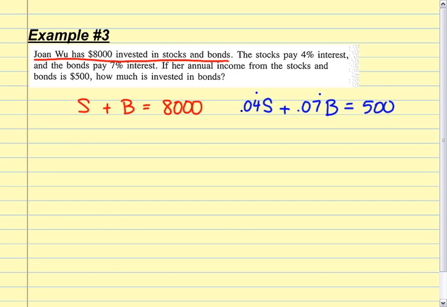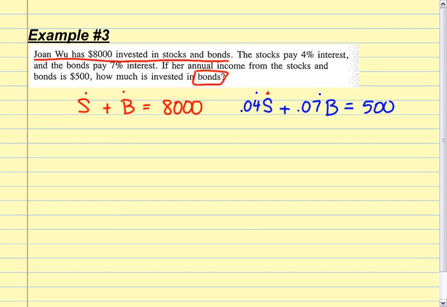Now, if I want to know what B equals, I want to get rid of S over here. Let me go back. It's clear that I need to get the variable by itself on this side, right? Because those are simple. All I have to do is either subtract B or subtract S. The question is, which one do I want to subtract? Well, it's asking me how much is in bonds, so I want to get rid of S. I want to make it B.